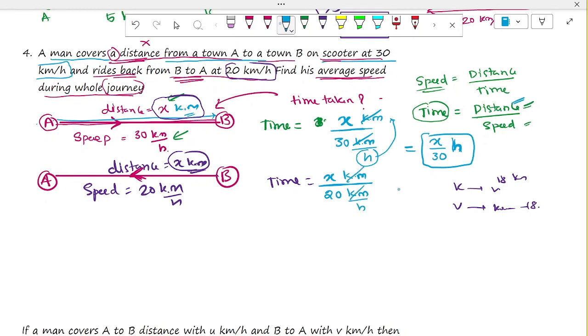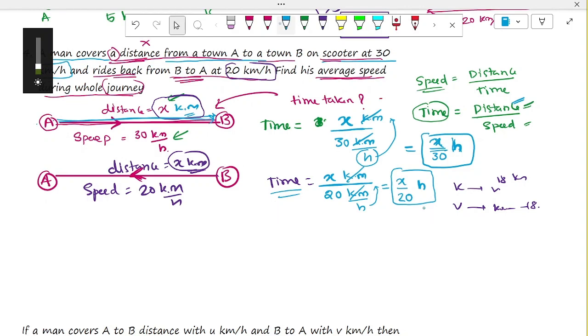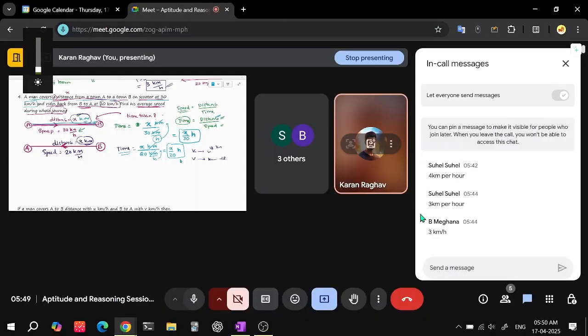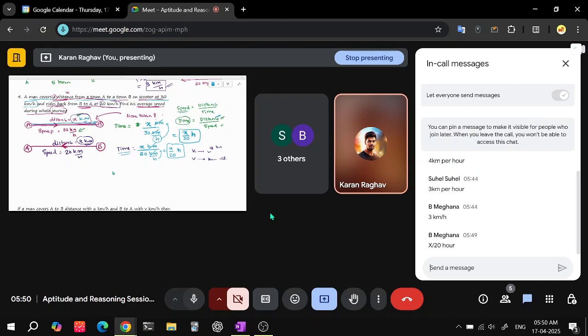So kilometers again get cancelled, and we are left with x divided by 20, and this hour goes on the top, it becomes hours. So for coming from A to B, he is taking x by 30 hours. For coming from B to A, he is taking x divided by 20 hours. Okay. I hope you got this much. This is very important. Is it clear? Yes, it is x by 20.